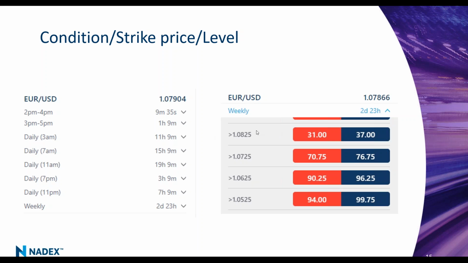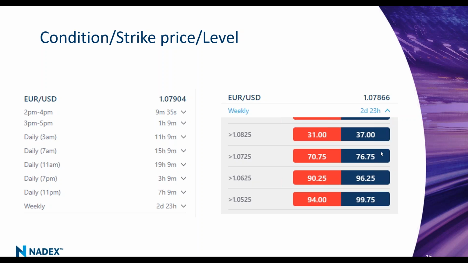Notice that we've got different conditions. Will the euro US dollar be greater than 1.0825, or 1.0725, or 1.0625? And each one of these levels has a probability at this moment in time. We can see that the euro is at 1.078, so it's in between these two.